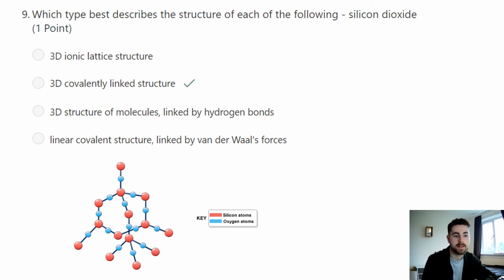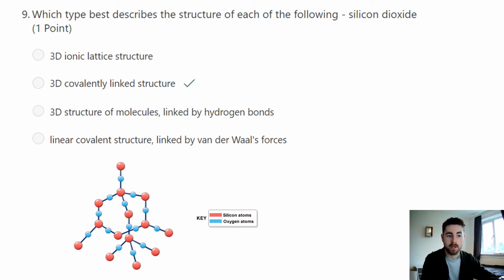Silicon dioxide is a covalent network. Silicon is an element that exists naturally as a covalent network, but it can also form covalent networks by bonding to other atoms, such as oxygen to make silicon dioxide, or carbon to make silicon carbide. So we can see here the structure of silicon dioxide. We can see it's that classic covalent network structure. And once we have determined it's a covalent network, we just go to the options.